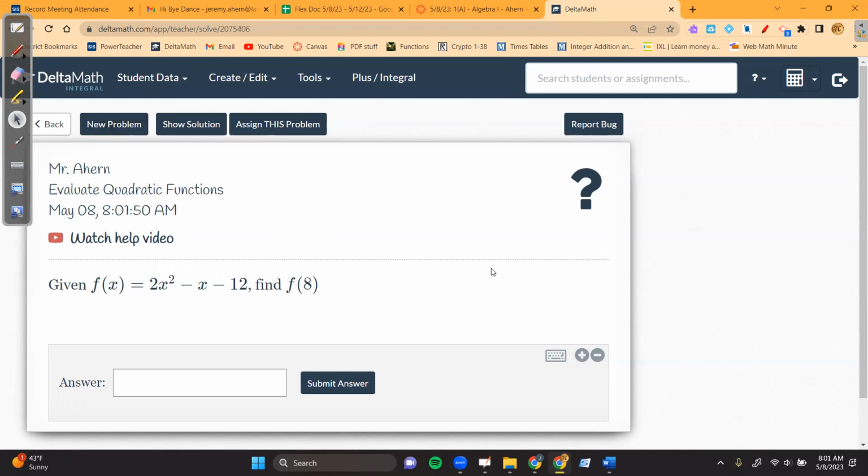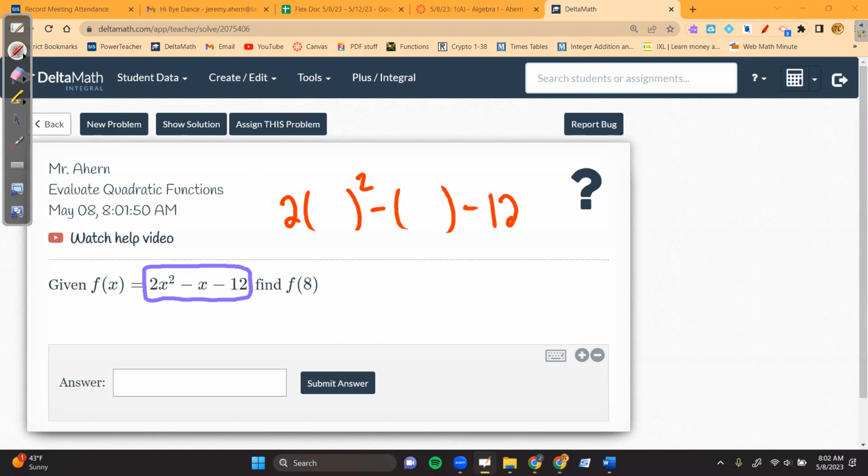And so these are harder, but still not difficult. So the way this is going to look, remember, the function rule is the math that comes after the equal sign. So what's in that purple box is what like the law of the land is for this particular problem. So in this problem, I'm going to do 2 input squared minus input minus 12.